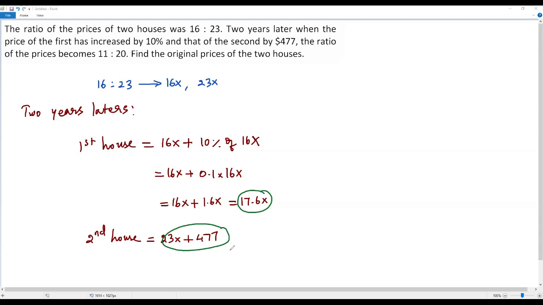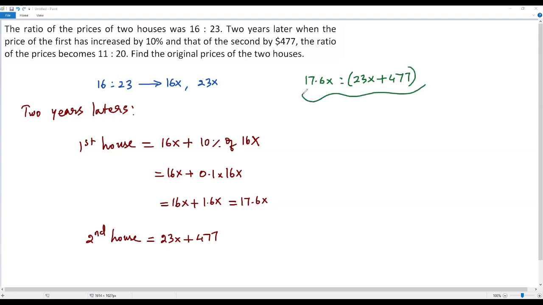Okay, now what I'm going to do is take the ratio between these two prices. That is 17.6x to 23x plus 477. So this is the ratio between the prices of the two houses after the two changes we discussed over here.